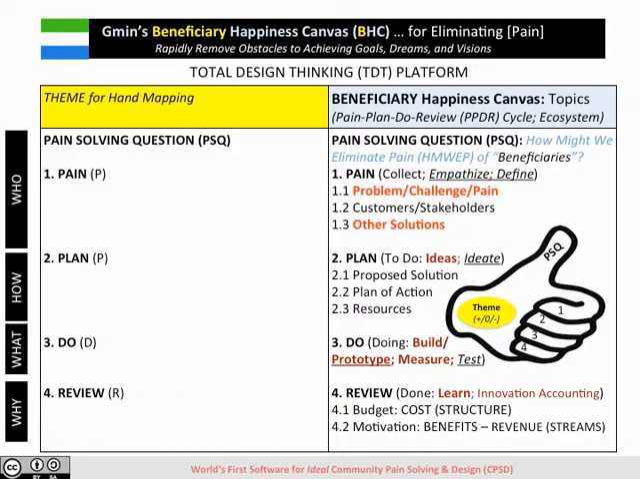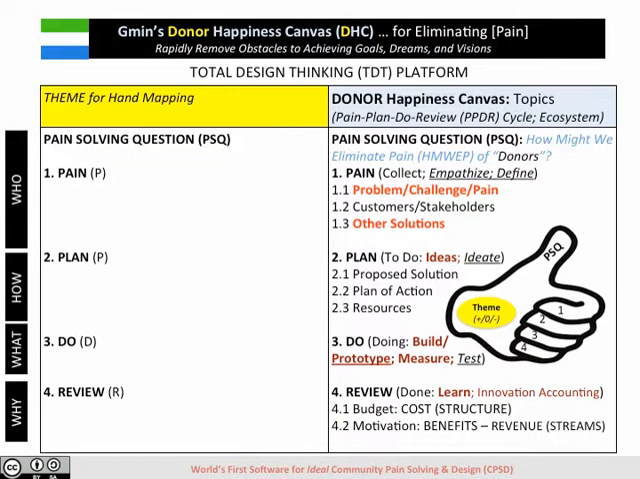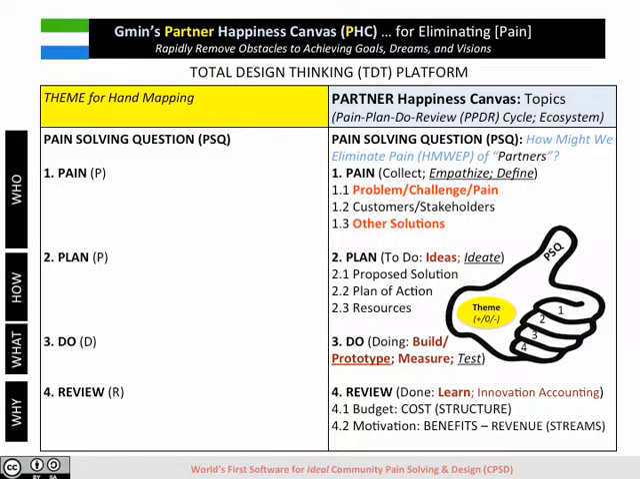So this one just shows the community happiness canvas for the relationship for GMIN's beneficiary, and you can do another one for the donor, and you can do another one for the partner. So these are all the business models that you should consider.